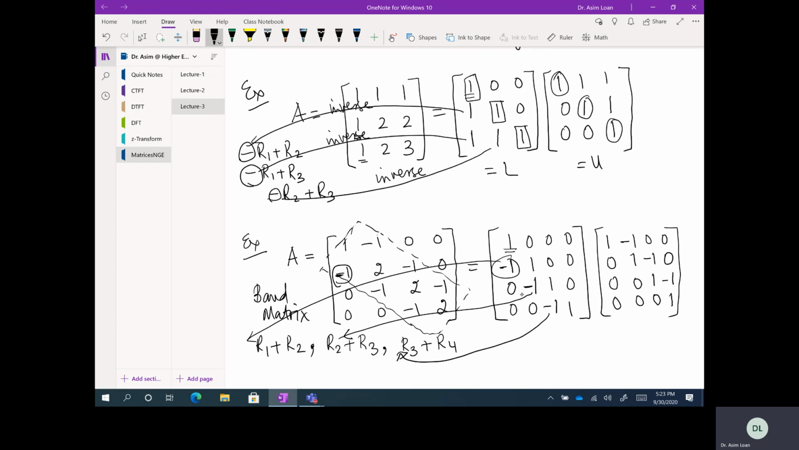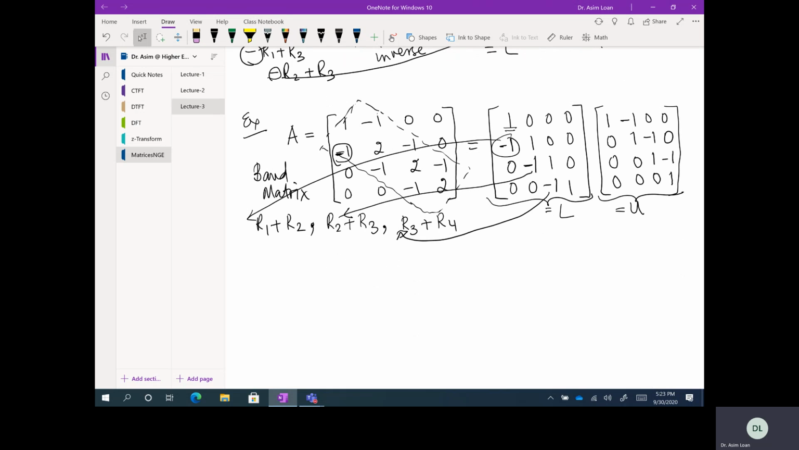So you can directly write L and U. You can directly write L. Maybe you need some computations for U, but you can directly write L from these row operations. Okay.